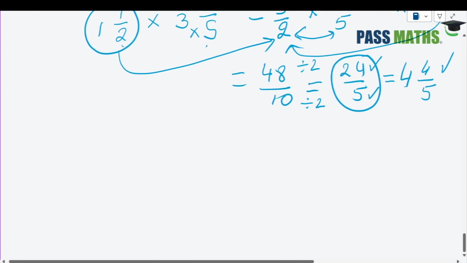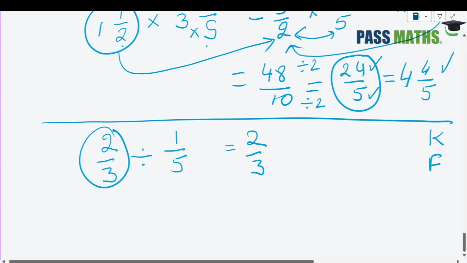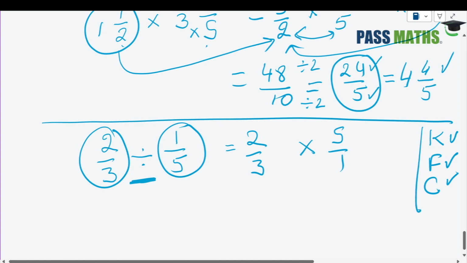Let's go to dividing fractions. Let's say 2 over 3 divided by 1 over 5. So what we use: keep the first one the same. So this one stays the same, 2/3. Then flip the next one over. So the next fraction, which is 1/5, becomes 5 over 1. Then change the symbol. The divide sign becomes times. Keep, flip, change. KFC. So keep the first one the same.